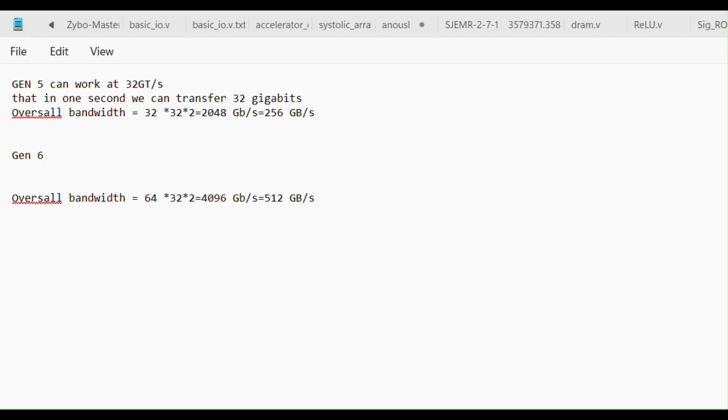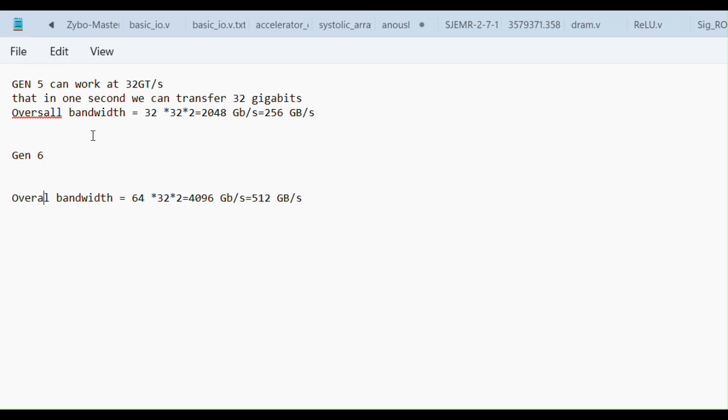So overall bandwidth will be, we multiplied the 32 giga transfer per second with 32 lanes, and as we are calculating for both transmit and receive, that is why we multiply 2 here, and we get 2048 gigabits per second, which is equal to 256 gigabytes per second. Now if we want to calculate the overall bandwidth for Gen 6.